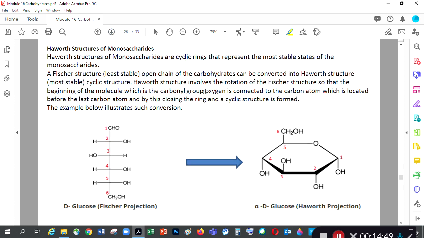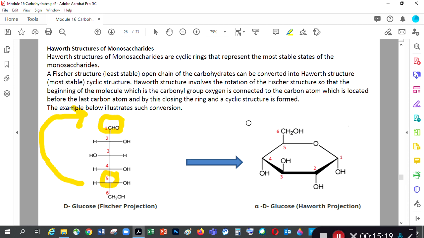We'll go further, and you can now take the Fischer structure, which is a non-stable structure of the carbohydrate, and make a cyclic one, which is more stable. And you can do this by looking at the whole thing here. So number 5 here, and number 1. You rotate the whole thing like this.